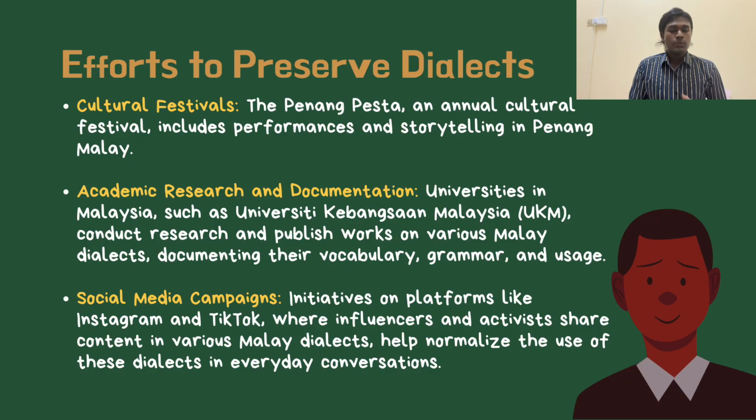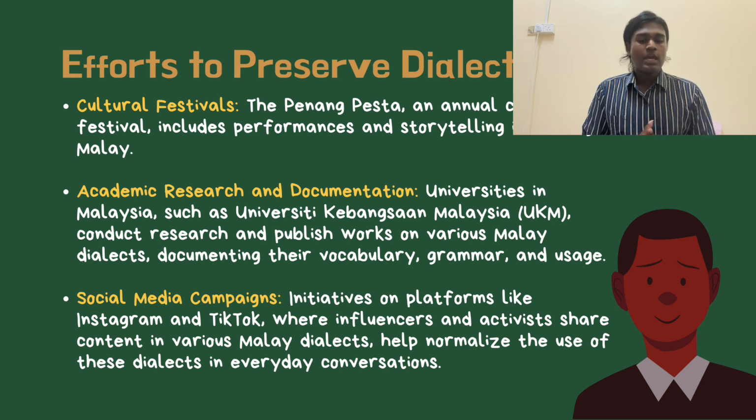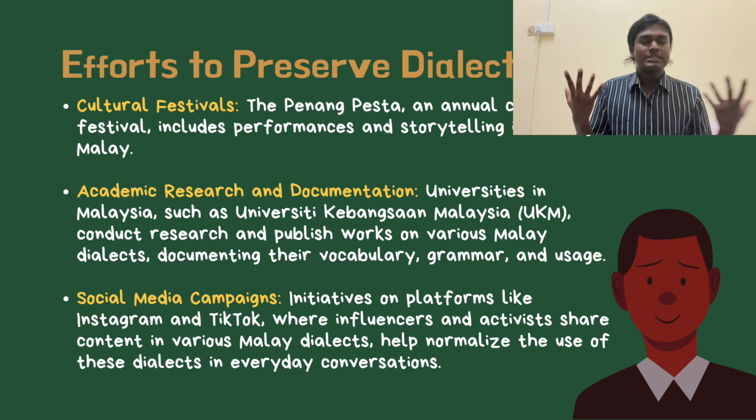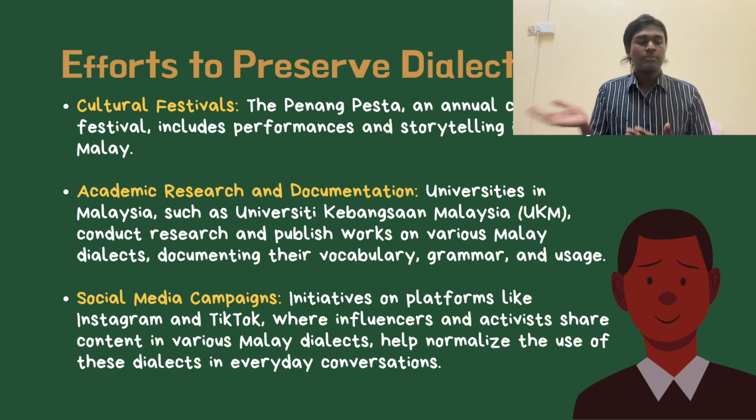So what can we do as a society to prevent this? One effort is cultural festivals. For example, in Penang, there is the Penang Pesta, also called the Georgetown Fiesta, an annual cultural festival that includes performances and storytelling in Penang Malay. Second is academic research and documentation. Universities like UKM have conducted a lot of research and published works on various Malay dialects, documenting their vocabulary, grammar, and usage. That could create documentation for us to refer to.